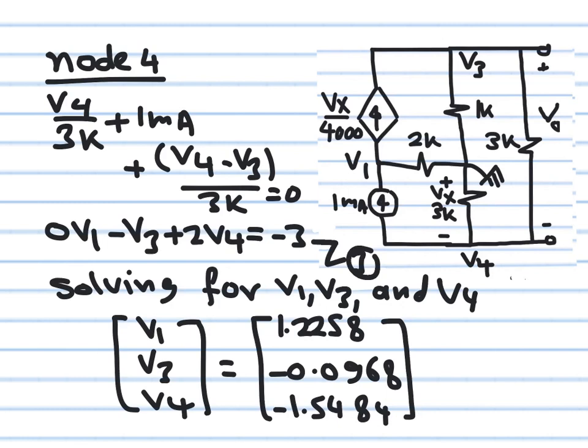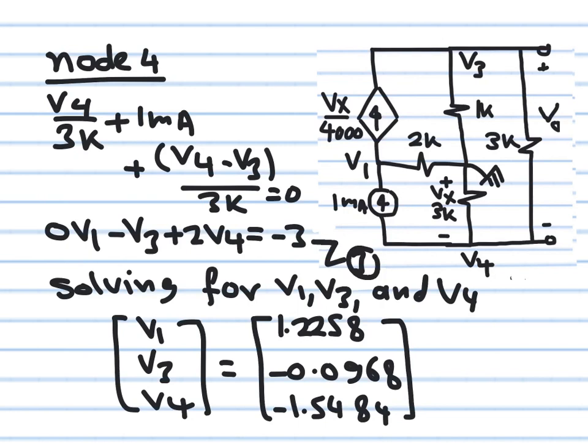So we go to node number 4, we write KCL. Sum of all three currents flowing out from this node is equal to 0. So 1 milliamp is flowing out plus V4 over 3k plus V4 minus V3 over 3k is equal to 0. These are the three currents. Multiply both sides by 3k, collect all similar coefficients, you obtain this equation. Now I have three equations, three unknowns. I solve for them. I used my MATLAB program. You can use your calculator. Your calculator can solve 3 by 3. You must be very fluent in doing this.